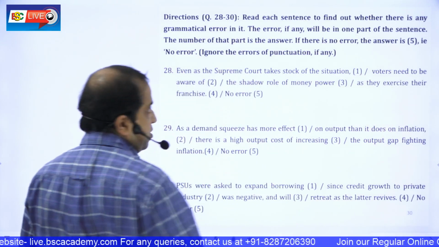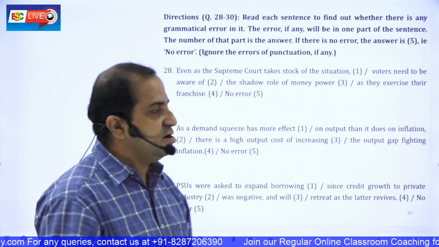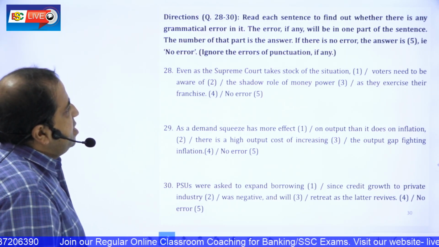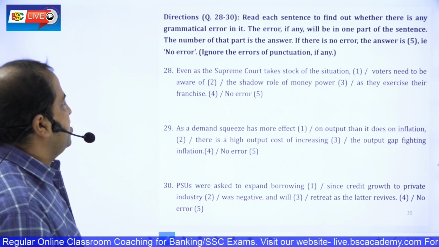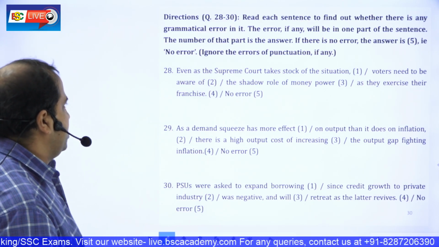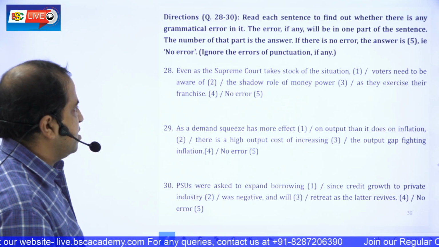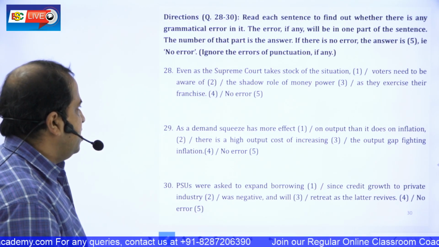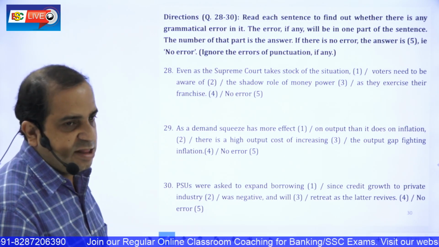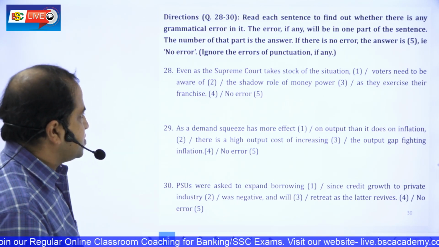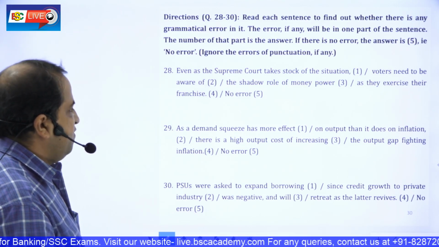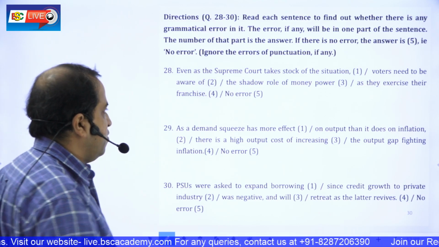Now we come to the last three questions. Directions, question 28 to 30. Read each sentence to find out whether there is any grammatical error in it. The error, if any, will be in one part of the sentence. The number of that part is the answer. If there is no error, the answer is 5. Ignore the errors of punctuation, if any. Even as the Supreme Court takes stock of the situation, voters need to be aware of the shadow role of money power as they exercise their franchise. Now see where the problem is. Voters need to be aware of what? Of the shadow role. What is shadow role?